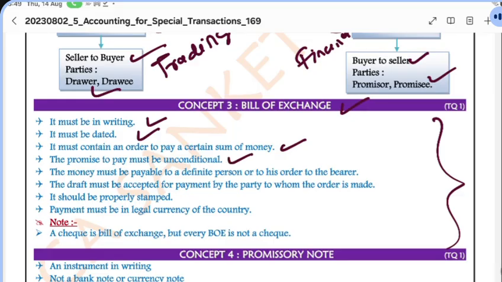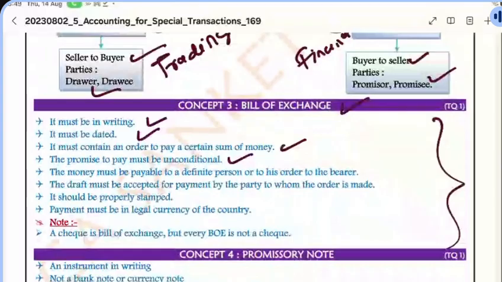The promise to pay must be unconditional. Okay, it should not be attached with any condition. Right? You can't say, I promise to pay or I order to pay rupees 10,000 if Virat Kohli scores a century. No, it can't be.